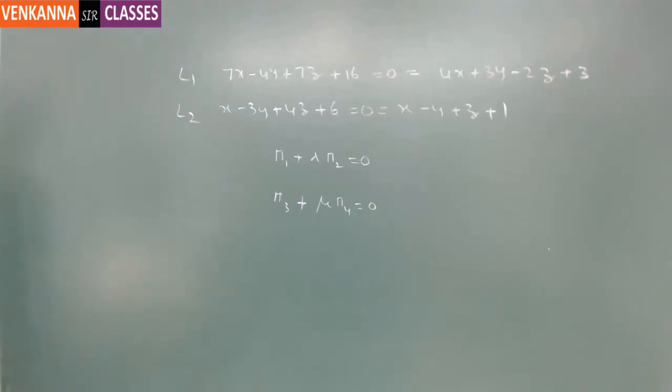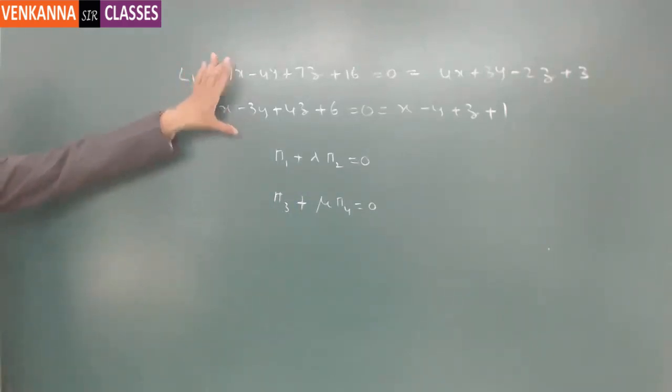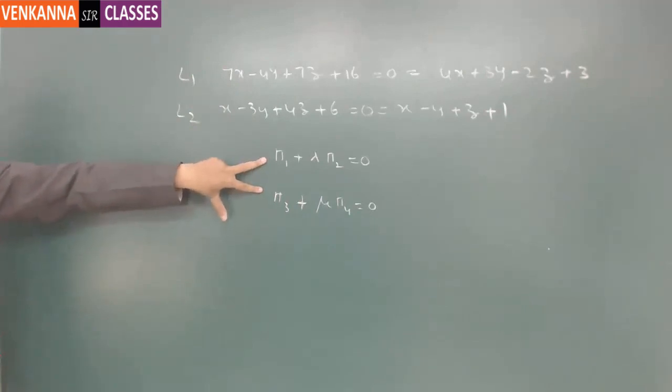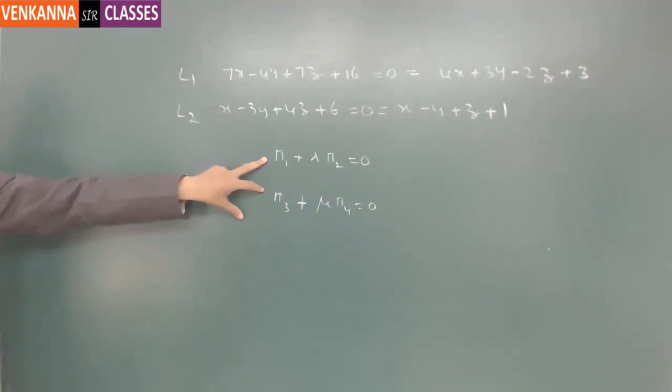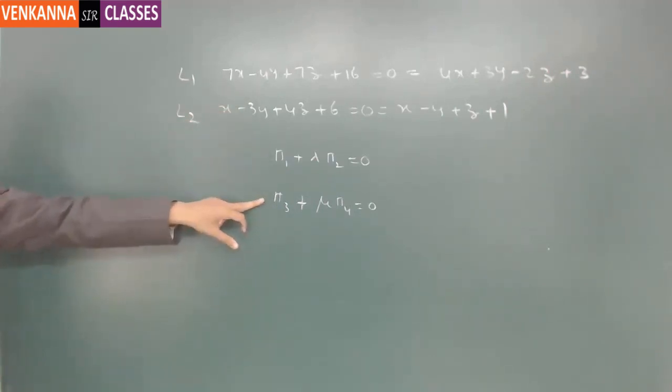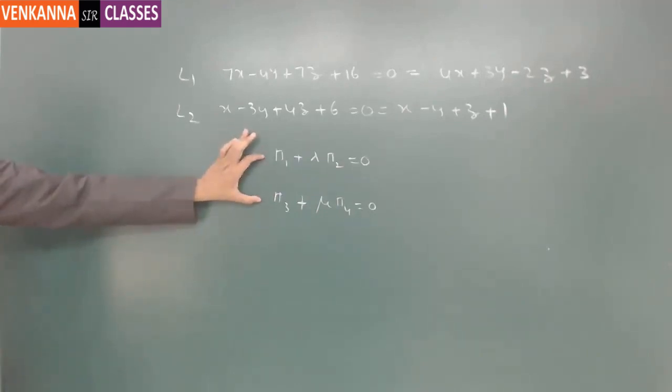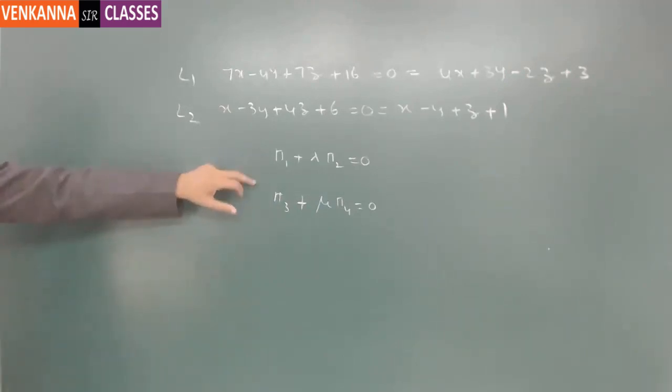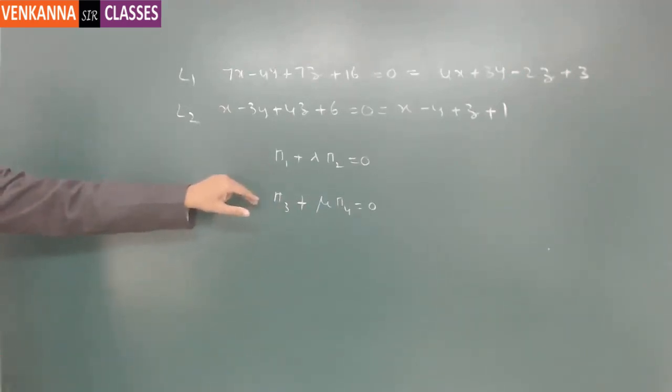Now what happens if the 2 lines are coplanar? These 2 are nothing but same. Accepted? I have taken the plane equation containing L1. I have taken plane equation containing L2. If the 2 lines are coplanar, obviously these 2 should give the same plane equation. In other words, if you consider x, y, z coefficients here, they are proportional. Fine.